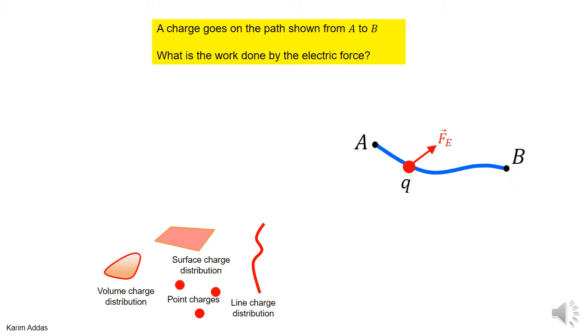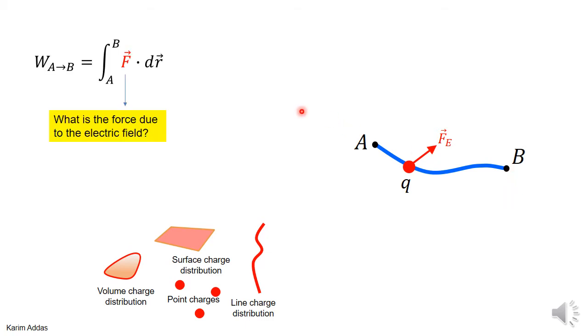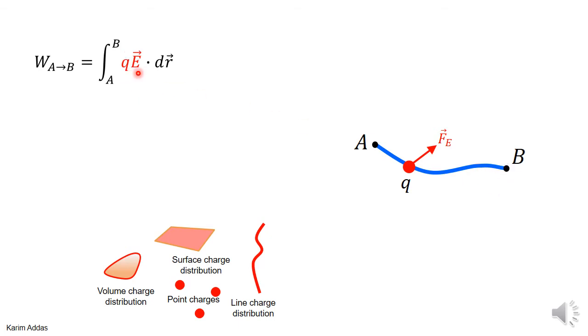Now we saw the concept of work, and we showed that the work to go from A to B is the integration from A to B of F dot dr. Well, what is the force? What is the electric force on this charge q as it's moving from point A to point B? The force is just the charge times the electric field.